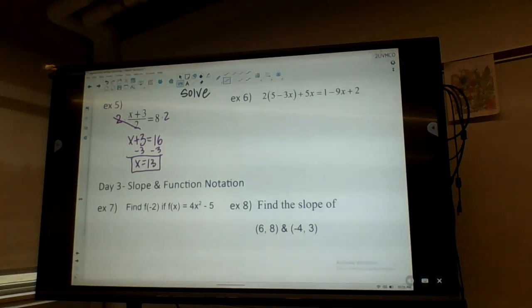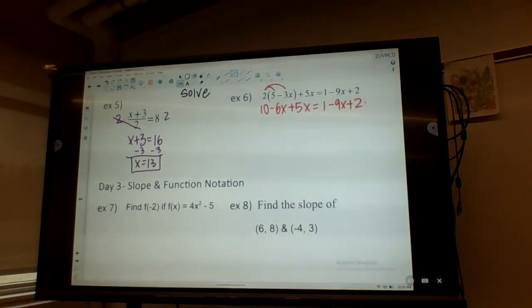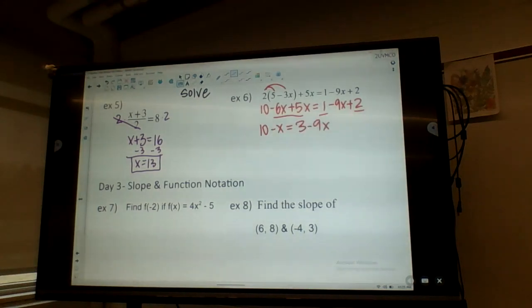Example 6 has some of everything, as complicated as we can get in terms of a linear equation. Lots of places to lose things here. I'm going to combine some like terms. Now, I typically like moving the smaller variable, and technically the 9 is smaller. So I would move the 9x over, but it doesn't really matter.